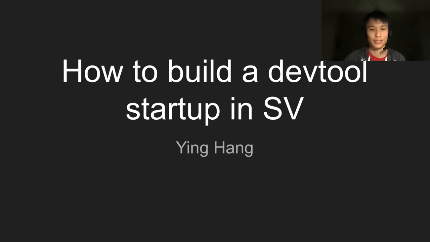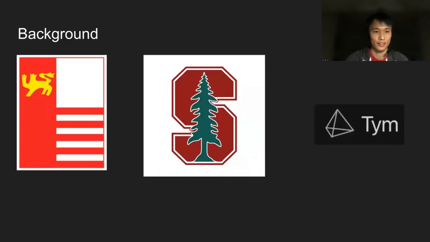Yeah, so today I'll be giving a talk about how to build a Devtool startup in Silicon Valley. My name is Ying Hang. A little bit of background about me: I studied at NJC before JC basically back in Singapore. After that, I went to Stanford to do my undergrad in computer science and management science and engineering. Right after graduating, that's when I started this company called Time. Actually, I joined as a founding engineer.